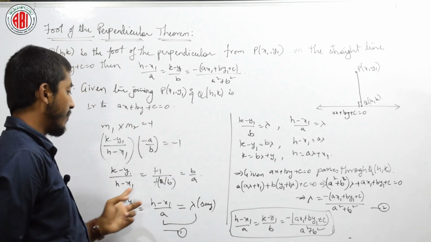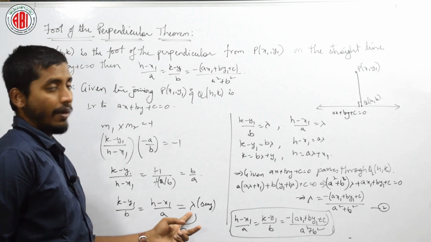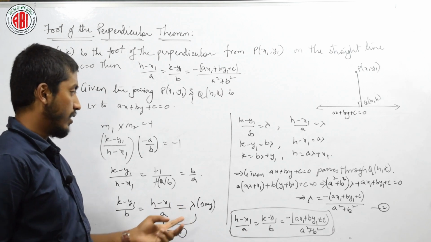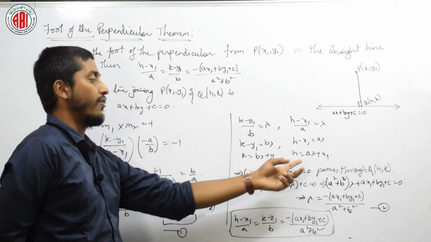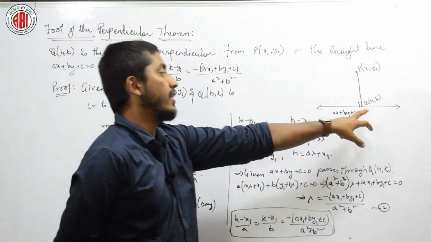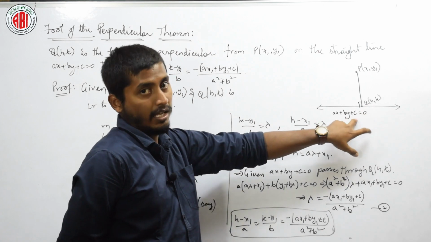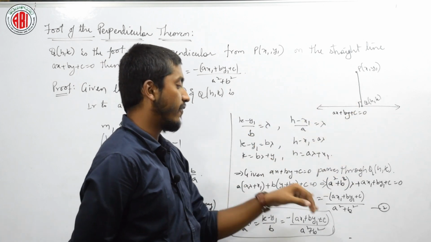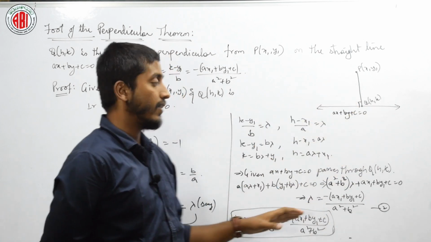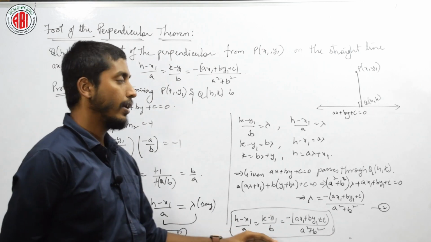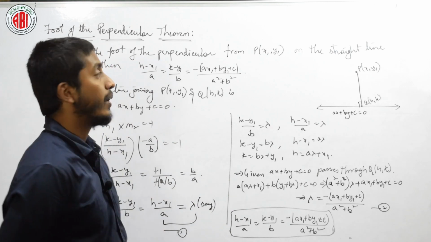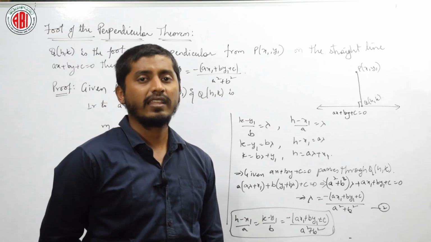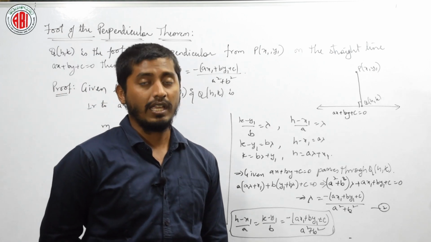Let us cross multiply and let us equate it to lambda. Okay. This is how we got this. If we simplify this to get the values of h and k, we know that this h and k lie on this equation. Let us substitute in this and find the value of lambda. Finally, we get this is equal to this. Okay. This is how we find the foot of the perpendicular theorem. Let us find the next theorem, that is the image theorem.